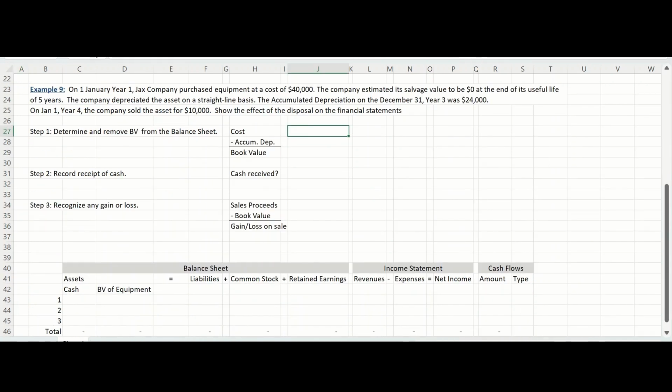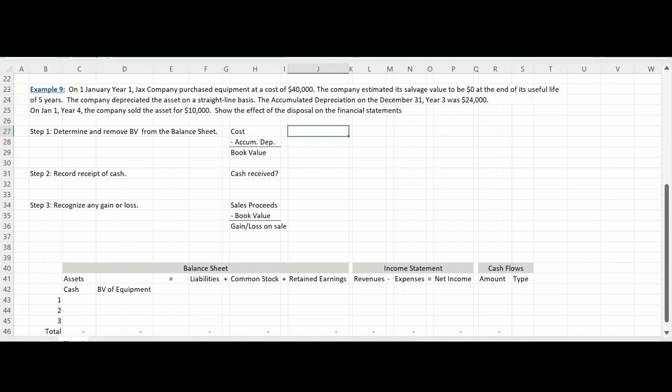So let's look at example 9. We have Jack's company purchasing equipment at a cost of $40,000 on January 1, year 1. Jack's estimated the salvage value of the equipment to be $0 at the end of its useful life of 5 years. Jack's company depreciated that asset on a straight line basis, and the accumulated depreciation for this equipment on December 31st, year 3 was $24,000. On January 1, year 4, the company sold the asset for $10,000. And the question was asking us to show the effect of the disposal on the financial statements.